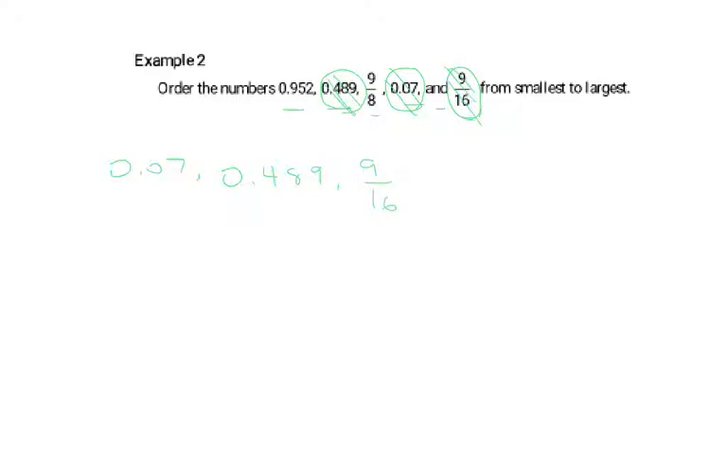And now we have two numbers left. 0.95 is a little bit less than 1, and 9/8 is a little bit more than 1 because it could be written as 1 1/8. So to finish this one off, we're going to go 0.95 and then 9/8.